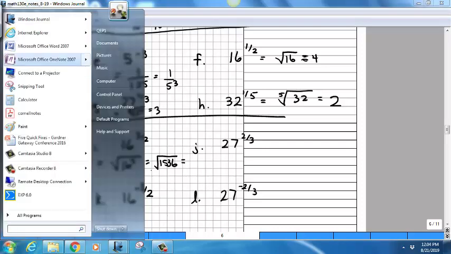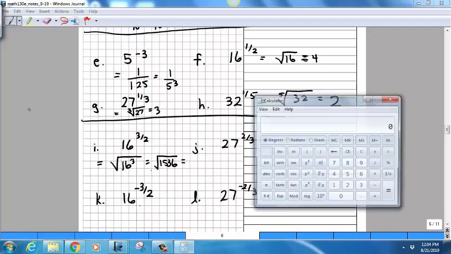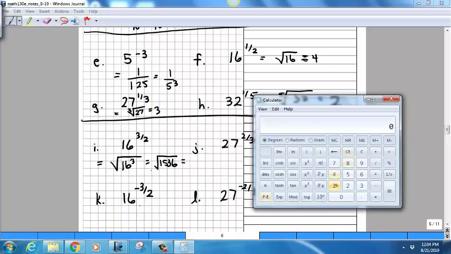Shall we try it here? Let me see if I can find a calculator. 1536, and then we want the square root of that. Whoops. All right, so someone told me something wrong there, okay?